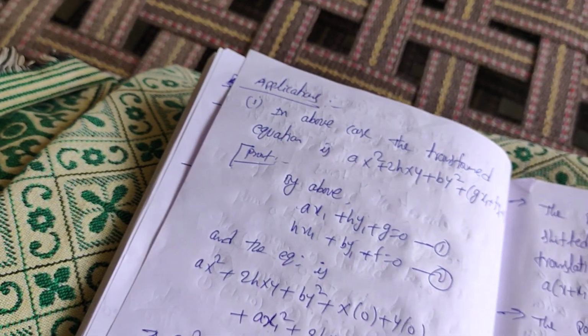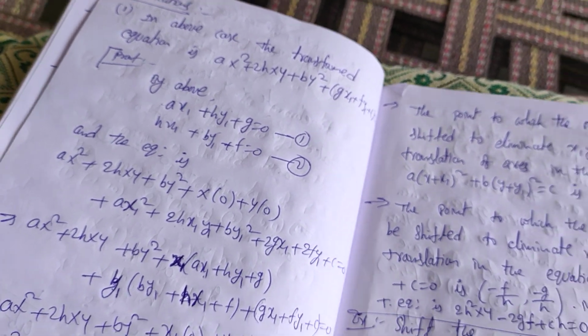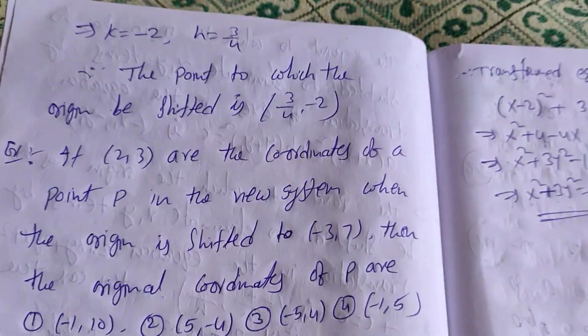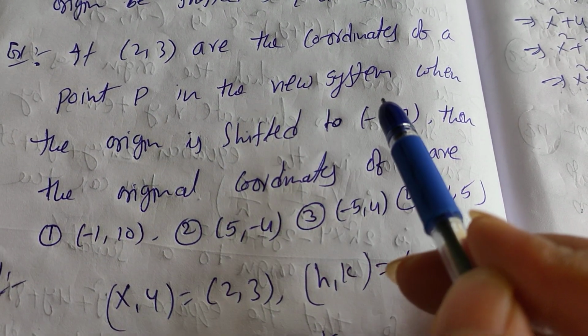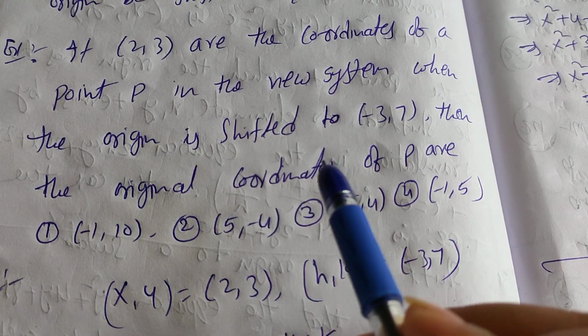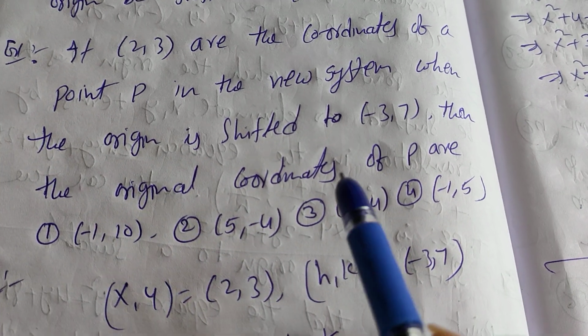Next question. If 2 comma 3 are the coordinates of a point P in the new system, when the origin is shifted to minus 3 comma 7, then the original coordinates of P are.